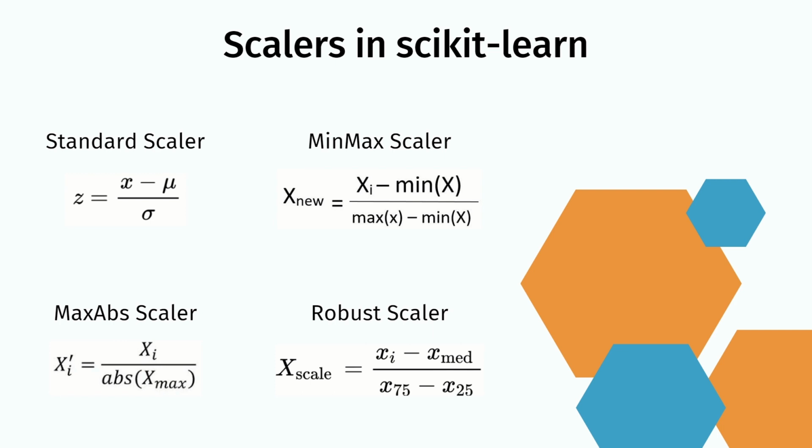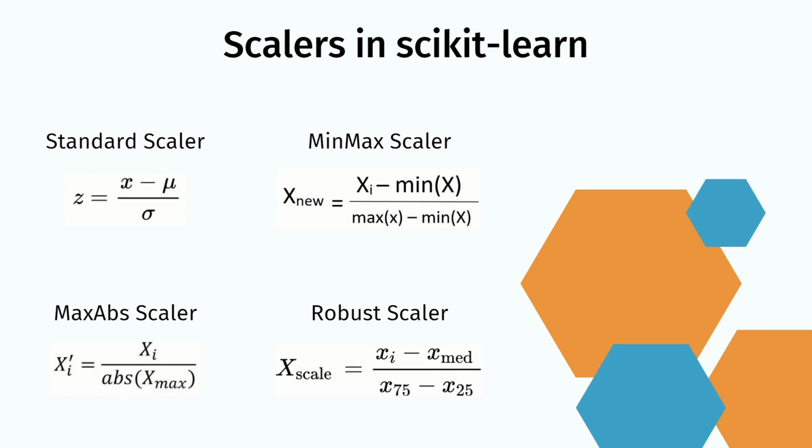Now max abs scaler. Again, as the name suggests, it will be taking the absolute of the maximum value. So it's directly x new equals xi upon absolute of maximum x. That means dividing the value of x by the maximum of that column, the absolute value.